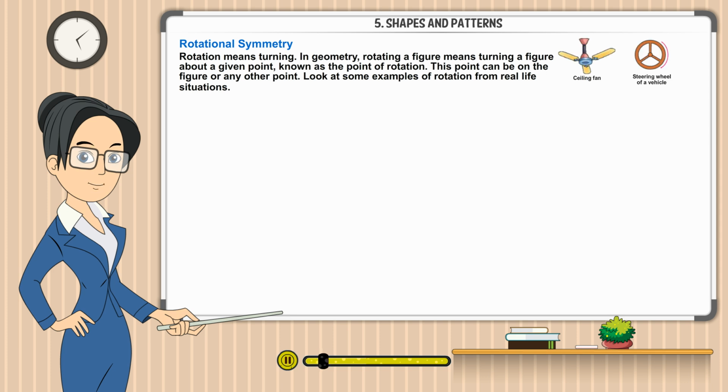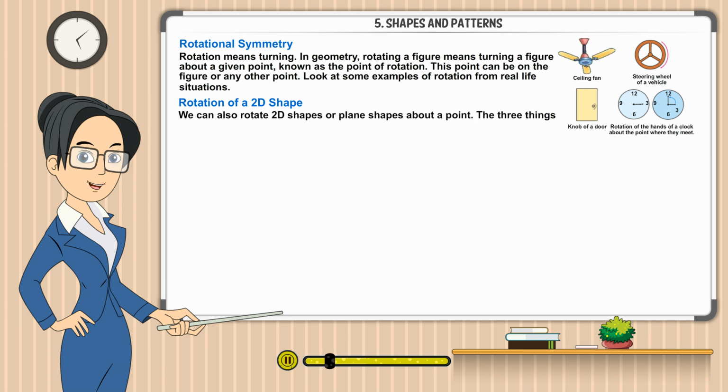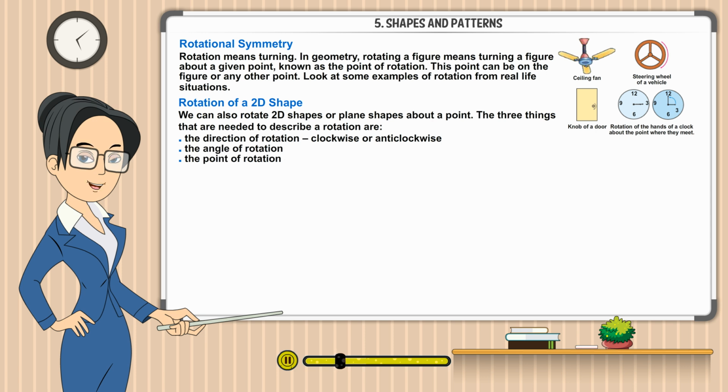Ceiling fan, steering wheel of a vehicle, knob of a door, rotation of the hands of a clock about the point where they meet. Rotation of a 2D shape: we can also rotate 2D shapes or plane shapes about a point. The three things that are needed to describe a rotation are the direction of rotation, clockwise or anti-clockwise, the angle of rotation, and the point of rotation.